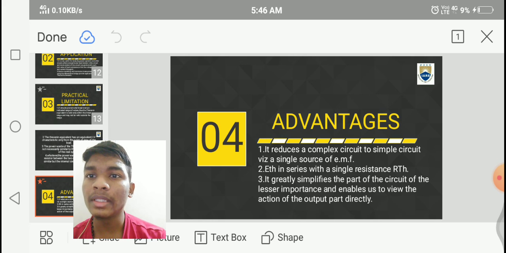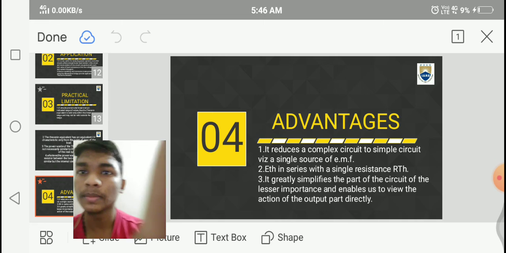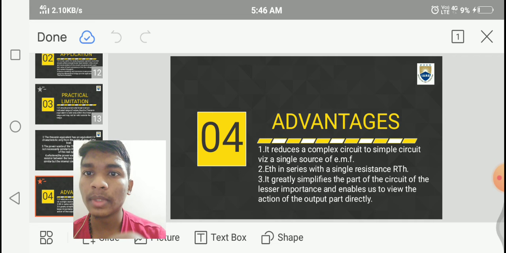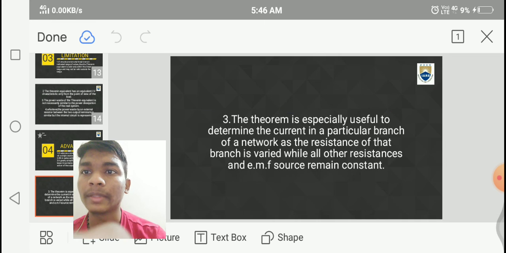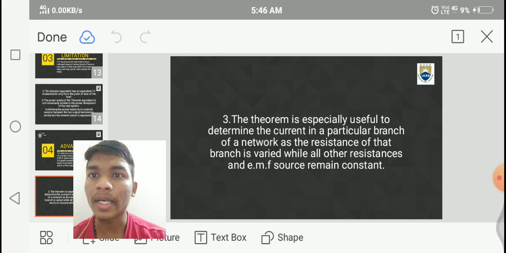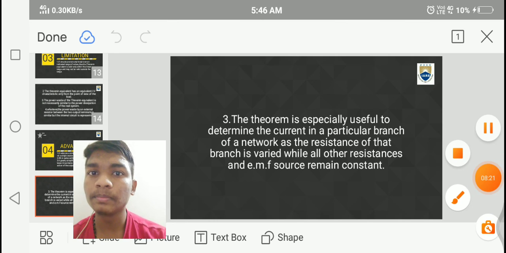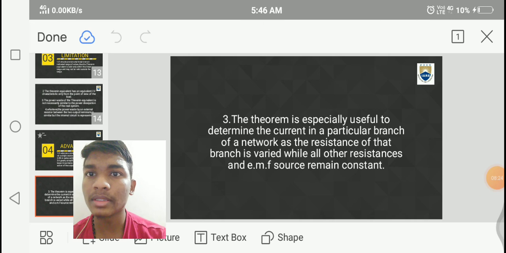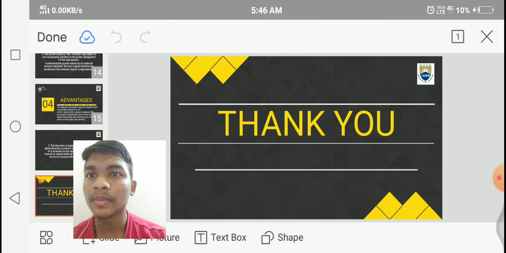It greatly simplifies the part of the circuit of lesser importance and enables us to view the action of the output part directly. The theorem is especially useful to determine the current in a particular branch of a network, as the resistance of that branch is varied while all the resistances and EMF sources remain constant. Thank you.